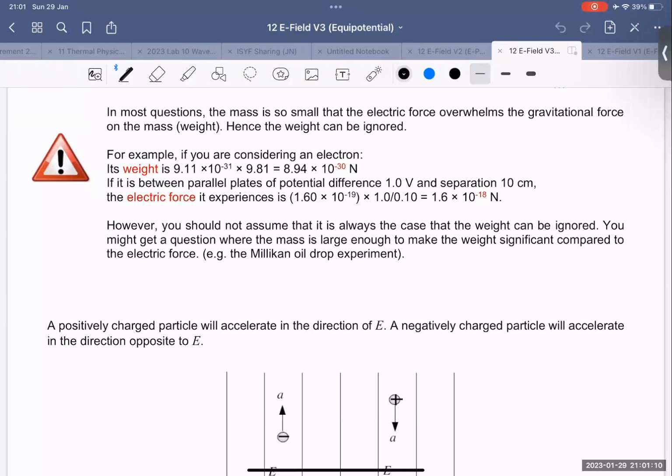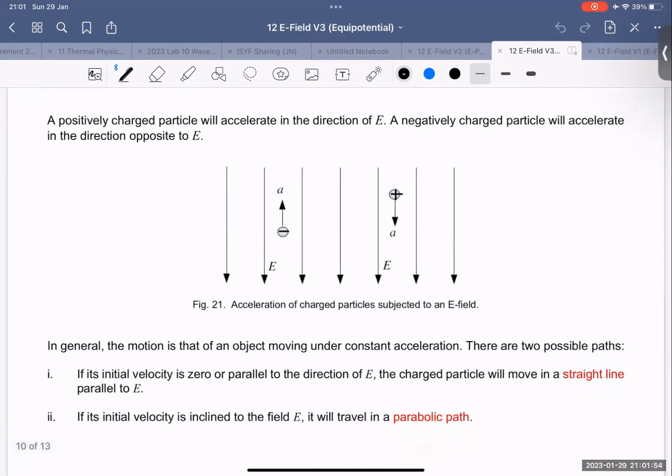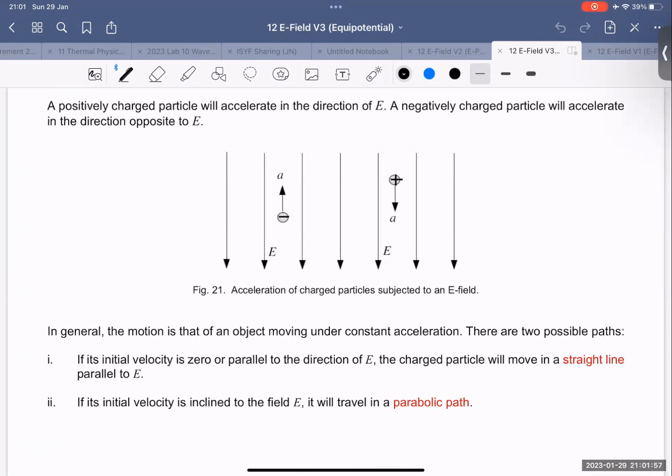and the potential difference is 1 volt. So you can see that the electric force is 10 to the power minus 18, but the gravitational force is 10 to the power minus 30. So it's 12 orders of magnitude larger for the electric force. However, you should not assume that it's always the case that weight can be ignored. You might have a question where the mass is large enough to make the weight significant compared to the electric force. For example, the electric charges are inside an oil drop. So the motion is similar to a motion of a mass near the surface of the Earth.